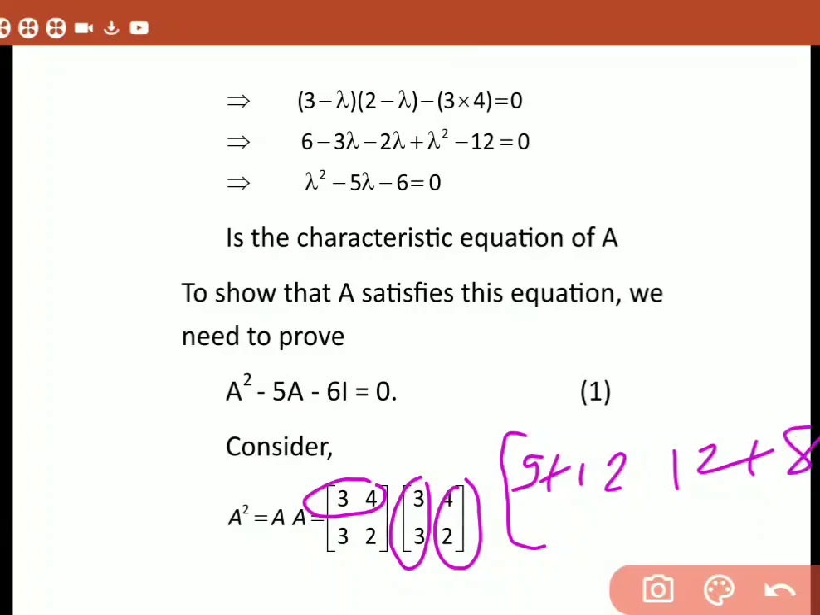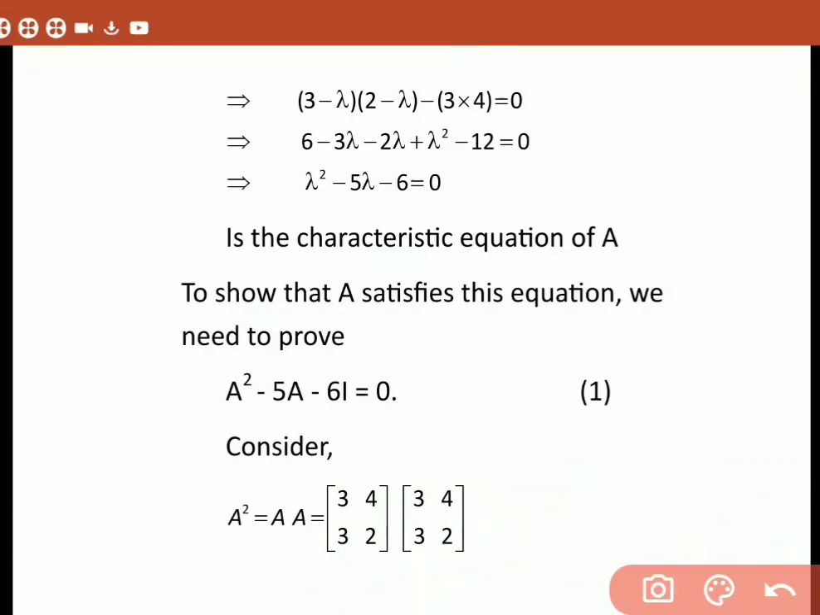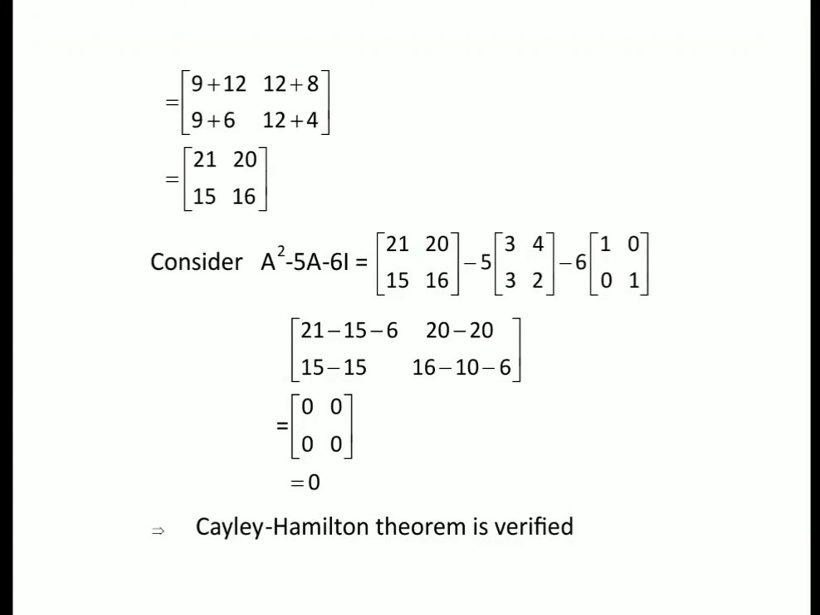Similarly, with the second row you have to find the multiplication in the same way. Second row into first column: 3 into 3, 9, plus 2 into 3, 6. Again second row by second column: 3 into 4, 12, plus 2 into 2, 4. Like this we can find the product of two matrices. After simplification you will get 21, 20, 15, 16.